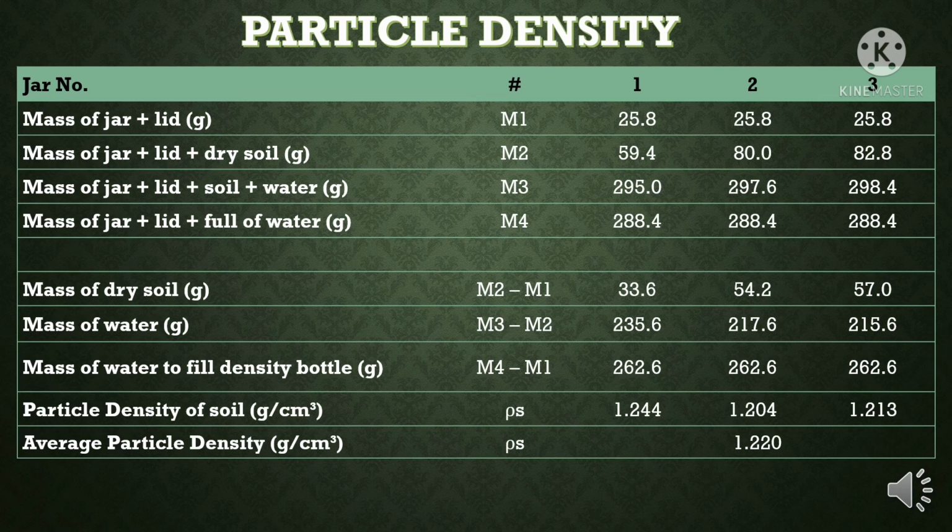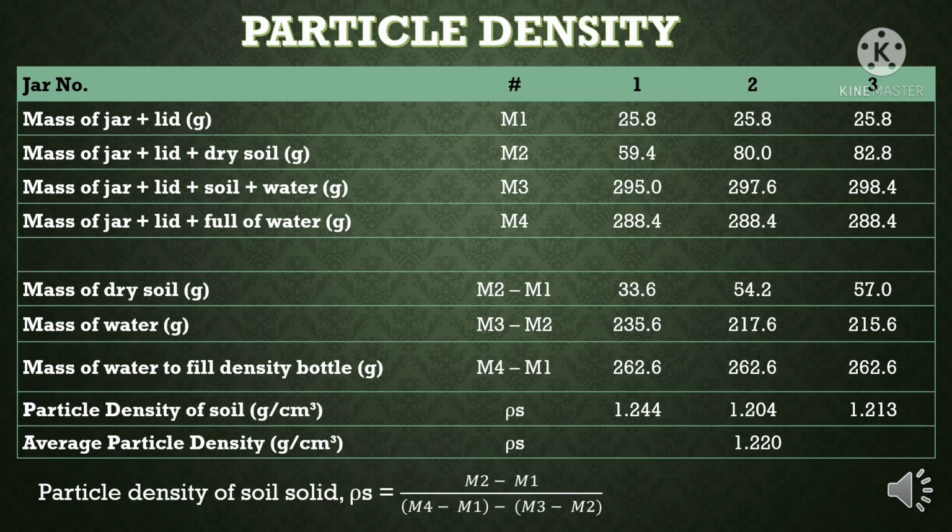And then, after the experiment, I calculate the mass of dry soil by using the formula M2 minus M1, mass of water M3 minus M2, and then mass of water to fluid density bottle M4 minus M1. Then, I calculate the particle density of soil by using the formula mass of dry soil over mass of water to fluid density bottle minus mass of water. And then finally, I get the average particle density, which is 1.220 gram per cm cube.